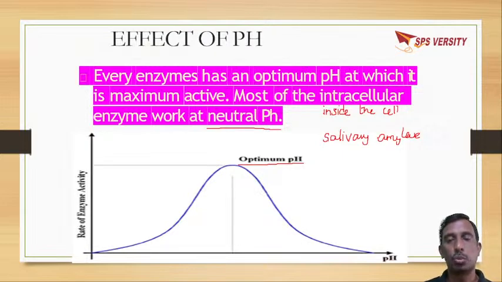When you come to the activity of enzymes in the stomach, like pepsin and renin, their optimum pH value is 1.6. So the optimum pH of all enzymes will not be the same. It differs based on the activity. For example, enzymes in the intestine work at alkaline pH. The enzymes which function in the stomach have maximum activity in acidic pH. So like this, pH will affect the functioning of the enzyme.